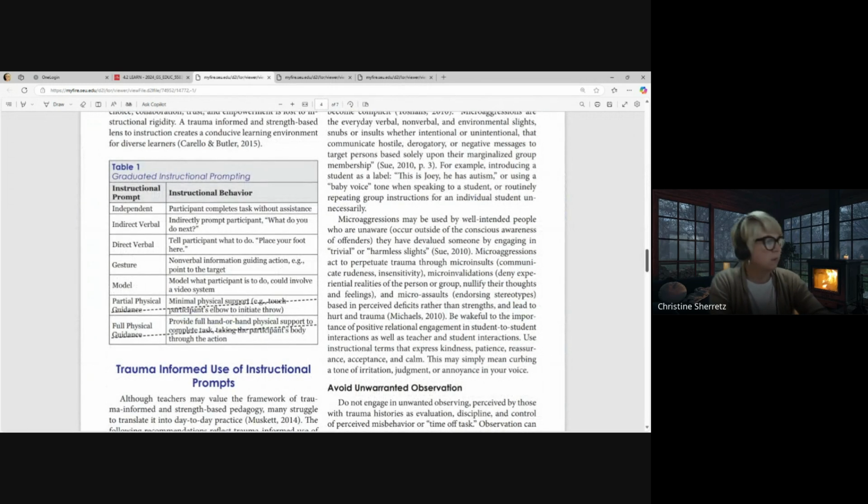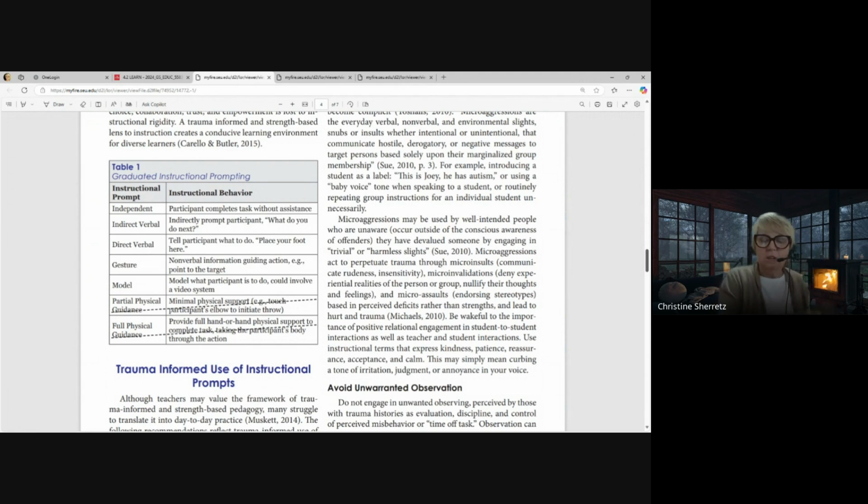So some of the prompts can be, first, we want them to complete the task without a prompt. We may have to give them an indirect prompt, like what would you do next? We may have to do a direct prompt, say, you need to place your foot here. We may have to use nonverbal gestures to show them what they need to do. We may have to model, which could involve a video system or something. But then it gets to minimal physical support. And then it gets to hand over hand. A lot of times even in special education, we do hand over hand activities.